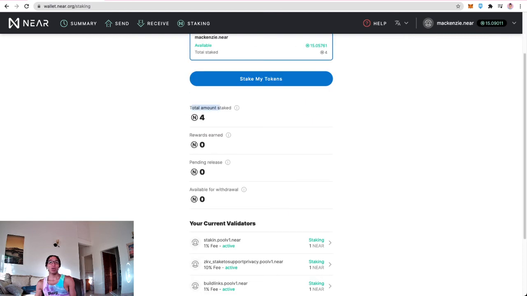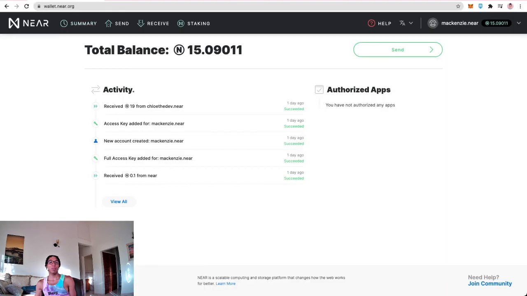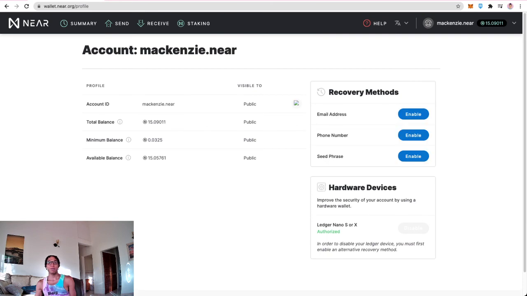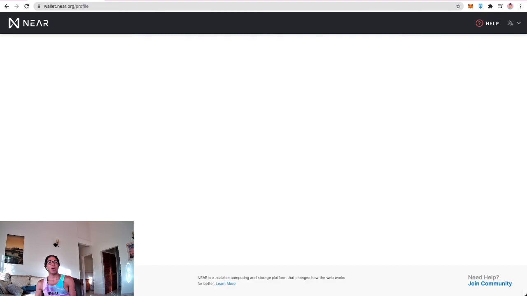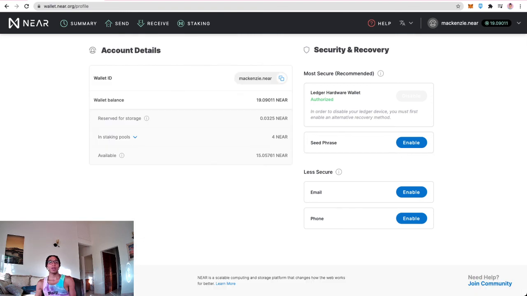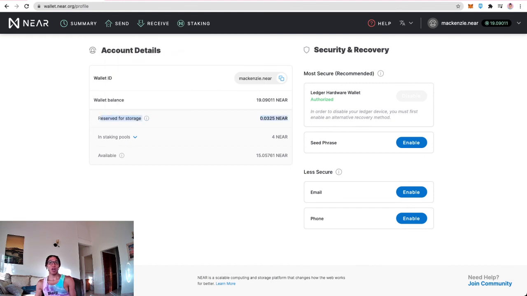So it says total amount staked here. You could see all your current validators. And if you go to your summary page, profile, I think they just updated the UI. I thought they updated the UI to show all of the validators you're staking with on this profile page. There you go. This now looks different than it did a few seconds ago, right? Now it's showing how much you have reserved for storage. It's showing how much you have in staking pools, pending release, available for withdrawal.